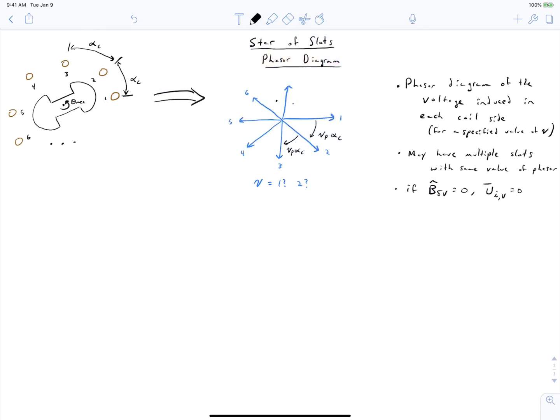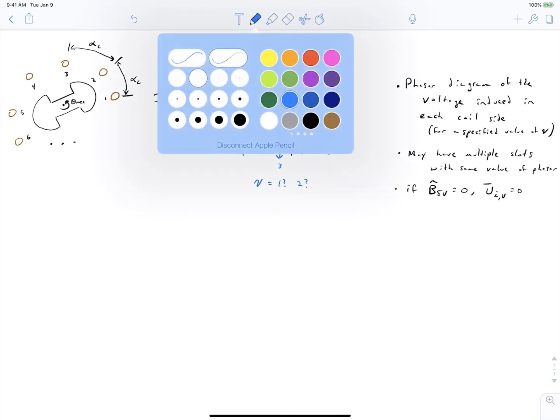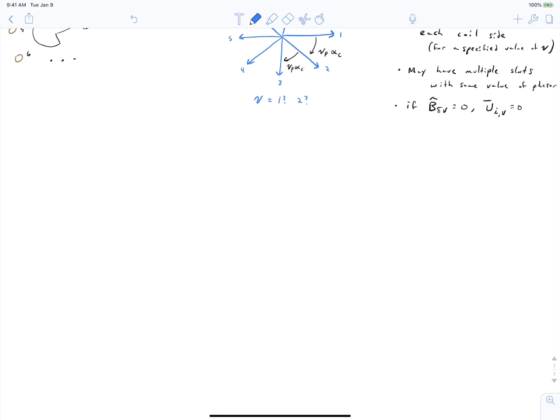As an example, below this, I'm going to sketch a star of slots for a winding where we have multiple slots assigned to the same phasor. So in this case, we would start numbering just like we did before. 1, 2, 3. We're numbering counterclockwise. And this is an example of a 12-slot 4-pole motor.